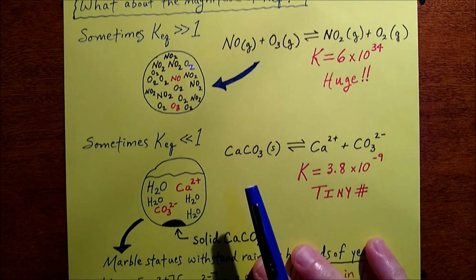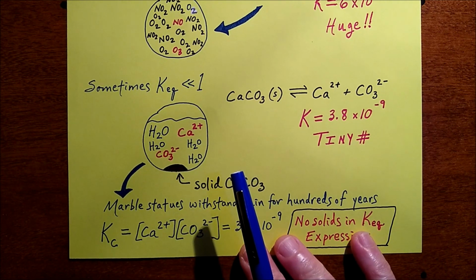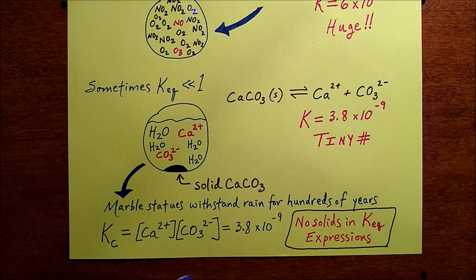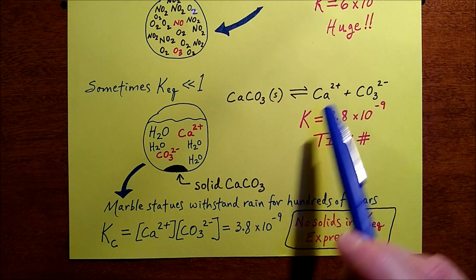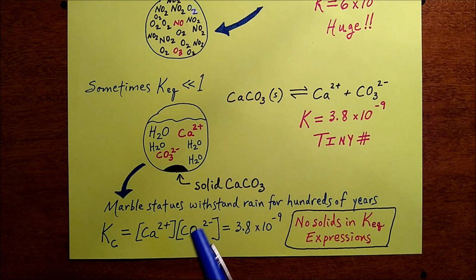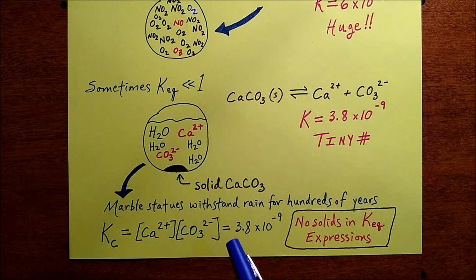The other situation you can have is when KEQ is much less than 1. This would be an example of that situation. Solid calcium carbonate, which is just limestone or marble, can dissolve in water to give you calcium ions and carbonate ions. Well, that has a very small equilibrium constant, 3.8 times 10 to the minus 9.